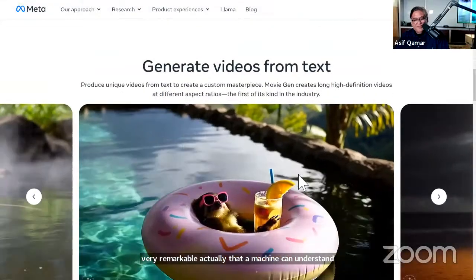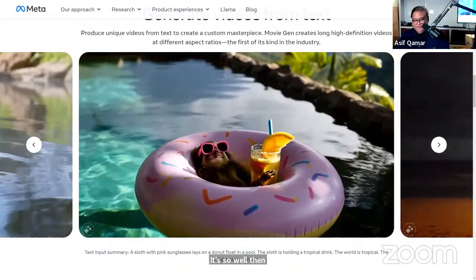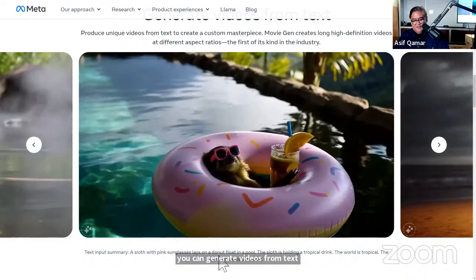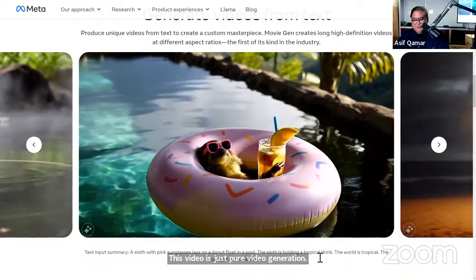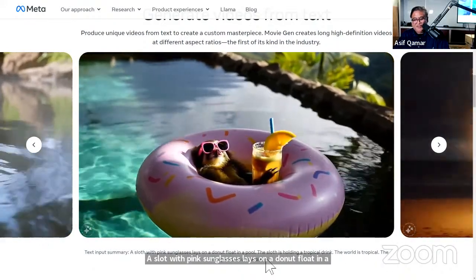Then you can generate videos from text. This video is just pure video generation. A sloth with pink sunglasses lays on a donut float in a pool. The sloth is holding a tropical drink. The world is tropical. The sunlight casts a shadow.